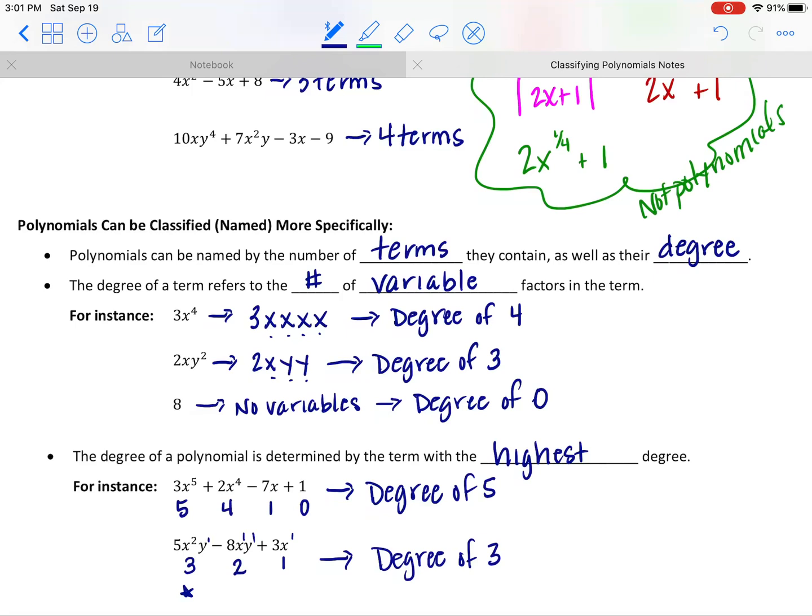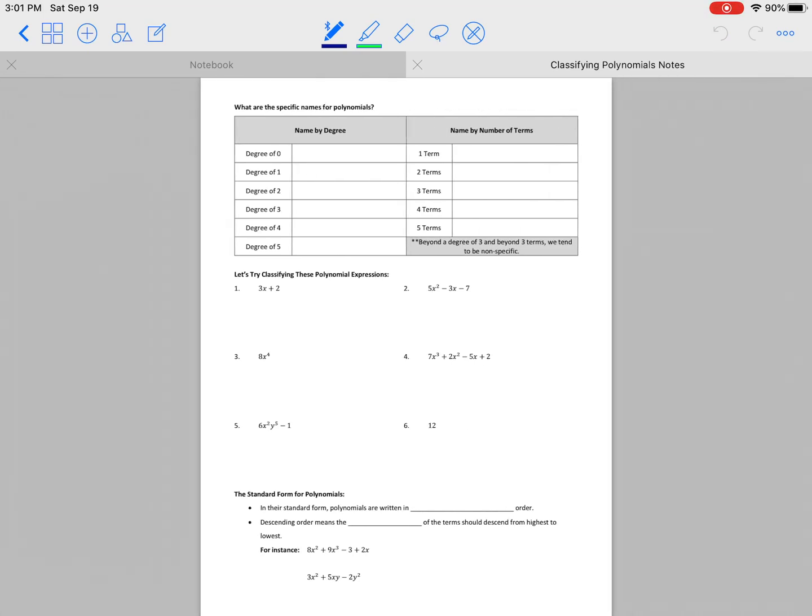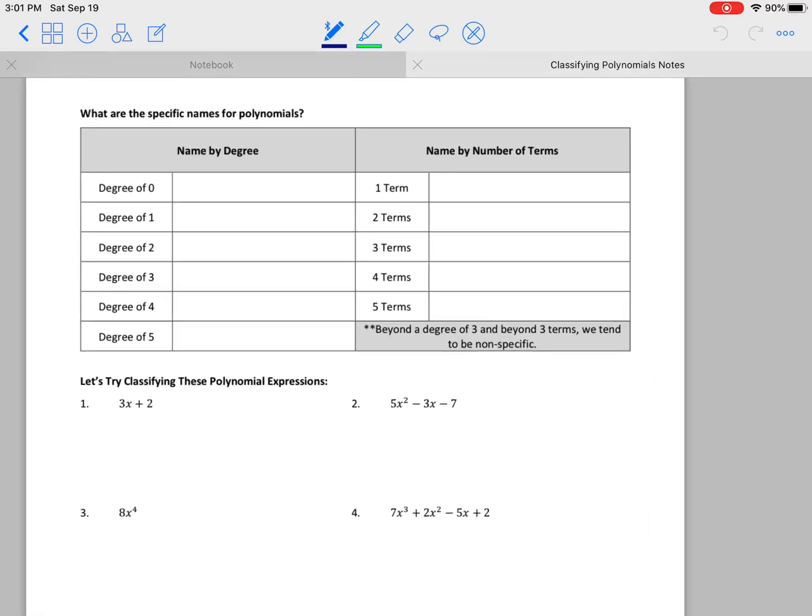Okay? So if we can tell how many terms are in our polynomial, and we can tell what its degree is based off the term with the highest number of variable factors, then we're going to be able to give our polynomial some more specific names. Two names, in fact. One for the degree, one for the number of terms. It'd be like a first name and a last name. Or we could say like it's a Toyota Tacoma, right?